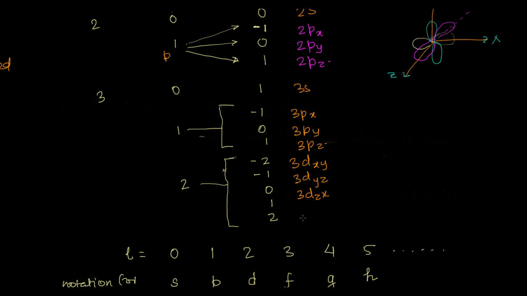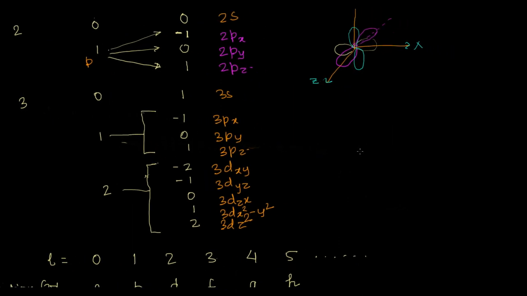Then there is 3dz square, okay, this 3dz square, and then there is 3dx square minus y square, okay, x square minus y square, and it has got a definite connotation why it is named like that. Okay, it's not just for the heck of it that we have named it like that. I'll soon show that to you. And similarly, when you go to n is equal to 4, okay, it'll become 7 of them, right?